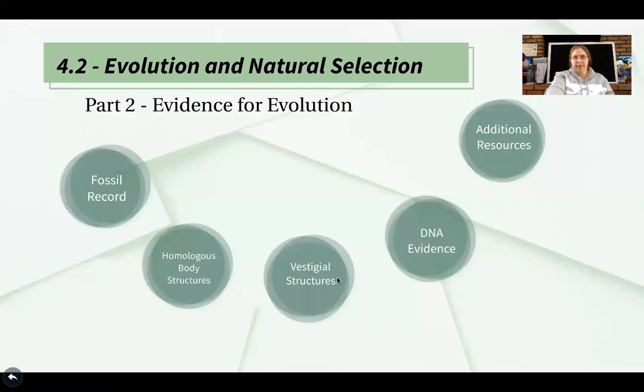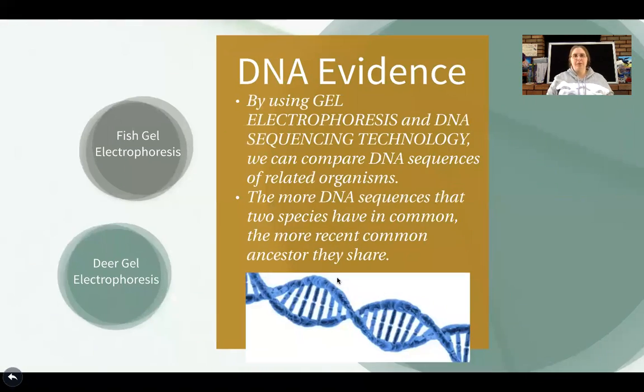All right. And the last piece of evidence for evolution is DNA evidence. We've gotten some pretty cool technology that has really helped open our eyes. So DNA, as you know, that's your genetic material. So we can use a process called gel electrophoresis to look at and compare sections of DNA. We can also use DNA sequencing technology in order to compare specific DNA sequences.